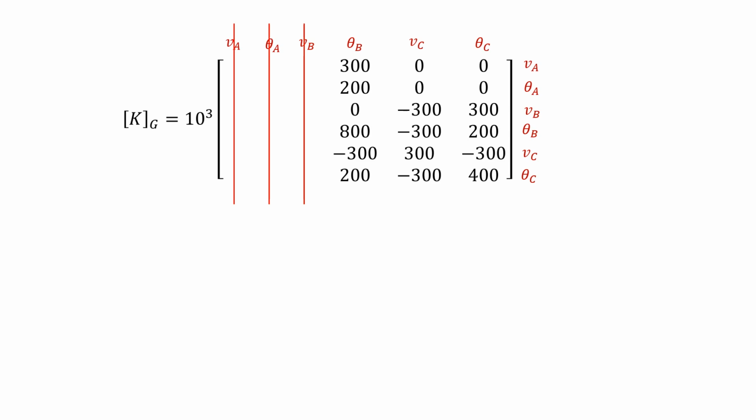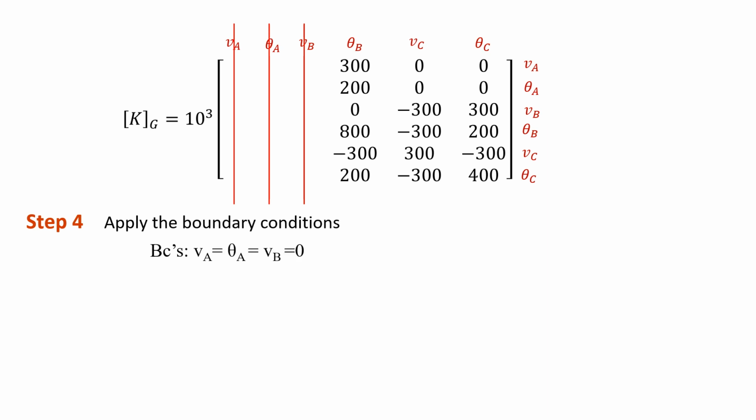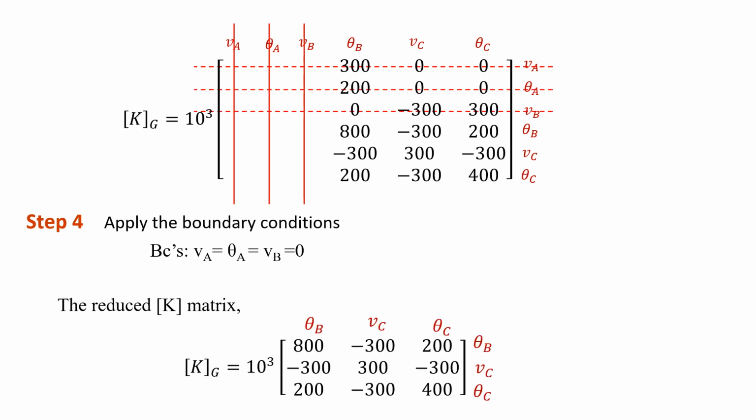Next, we just need to get the summation of those values inside the matrix so that we can have the global stiffness matrix for the whole structure. The next step is to apply the boundary condition, as we know that VA, theta A and VB are equal to 0. So we have to eliminate the row for VA, theta A and VB so that we can obtain the reduced K matrix for the next step.